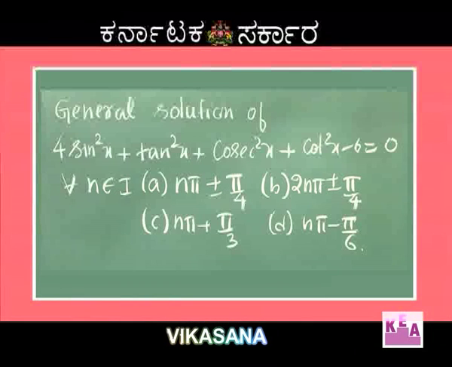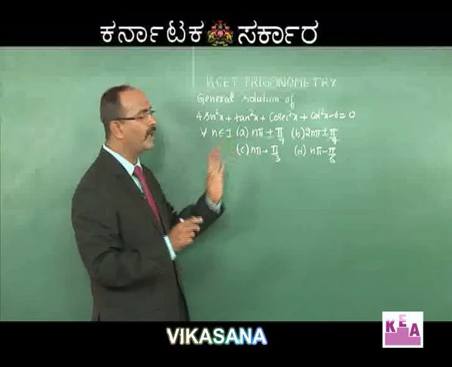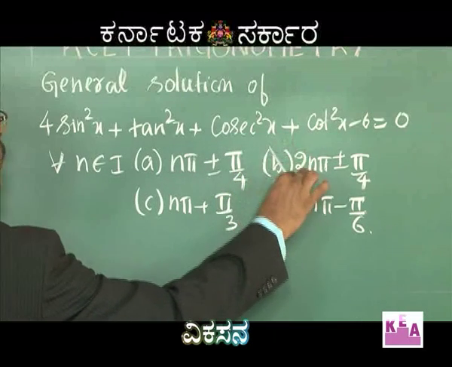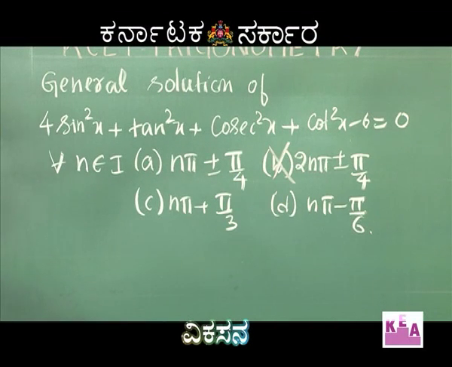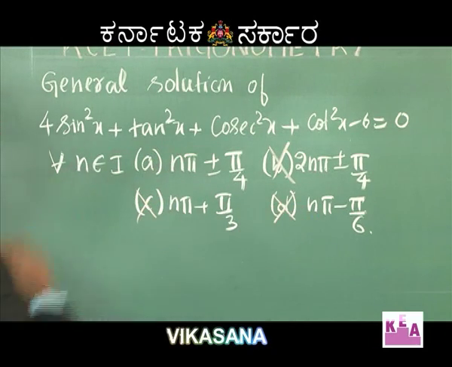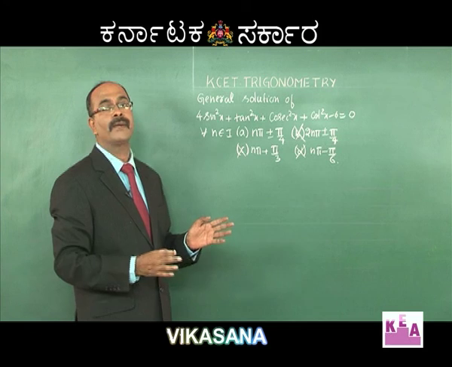Dear students, if you observe carefully, you have square everywhere. You can straight away say option B is ruled out because you have got 2n pi. And option A should be correct, C and D are ruled out. What is the reason for this? You must have n pi plus or minus, that is a rule here.